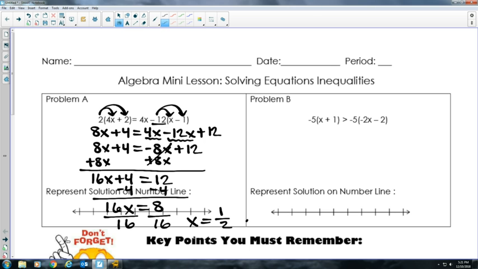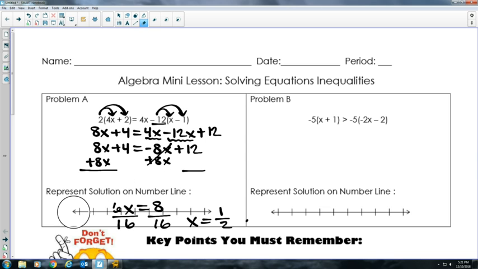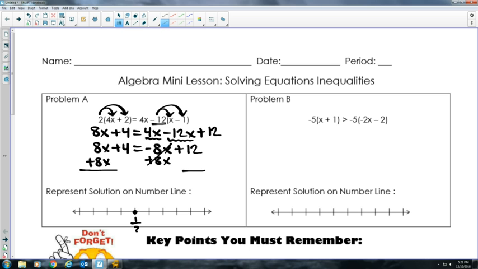Okay, so I'm going to erase the work so I can show you on the number line here. So x equals 1/2. I'm going to put 1/2 here. I'm going to make this one over here 0 and this one 1. So that would mean that this would be 1.5 and 0.5 negative. So each one of your lines are counting by a half.